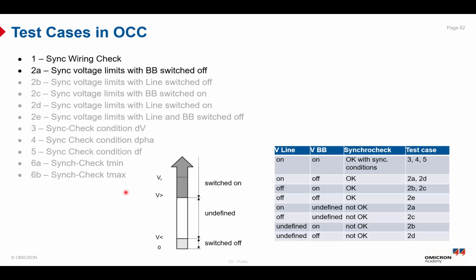Okay, test number three, we will check if both the line and the bus bar are live. We can check test number three with delta V, test number four with delta phi, test number five with delta F, and test number six can be checked in all scenarios for checking the T minimum and checking the T maximum. So thank you everyone.